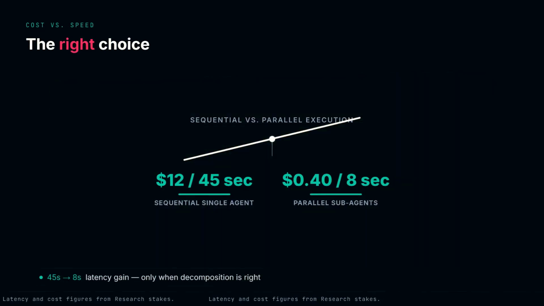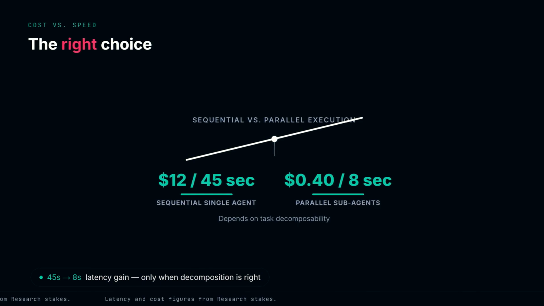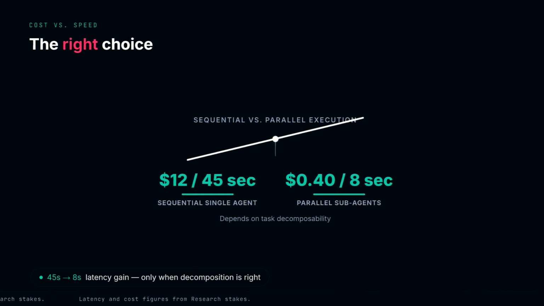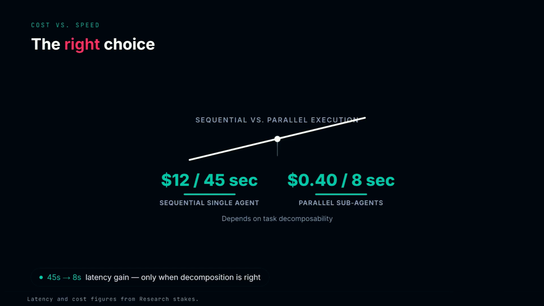The real decision every team faces: sequential execution costs $12 and takes 45 seconds, but is predictable. Parallel sub-agents cost 40 cents and take 8 seconds, but only when the task genuinely decomposes and depth limits are enforced. Neither option dominates universally.